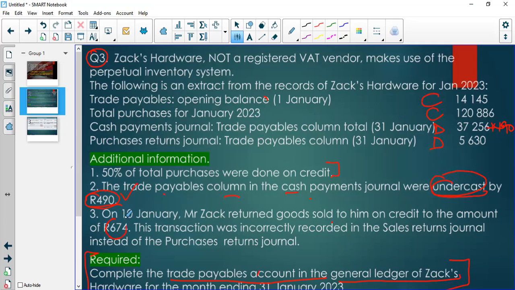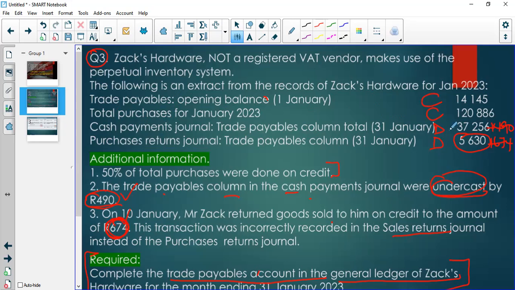Then on 10 January, this guy returned goods sold to him on credit to the amount of 674. So this transaction was recorded in the sales returns journal, which means that it was wrongly recorded. We need to record it correctly. What we recorded as returned is 5630, right? But we forgot to record this. In other words, we recorded it wrong. So we don't have this 674. It has to be added on here. I hope the things make sense.